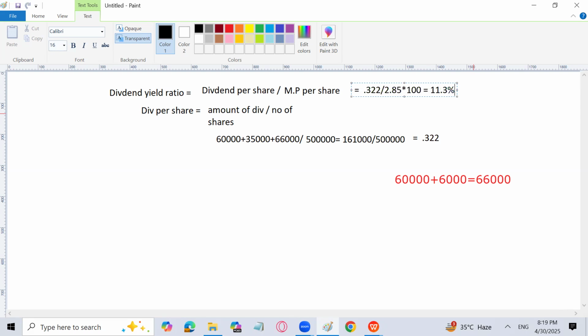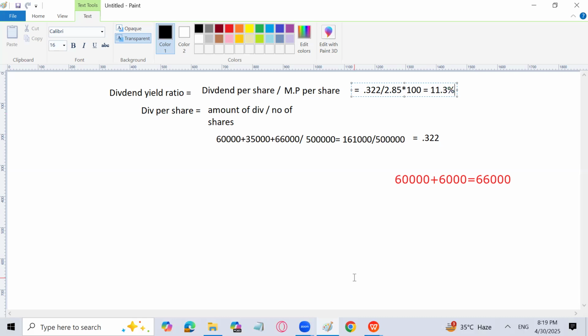Right? Dividend yield ratio basically tells you how much dividend you are getting on each dollar invested in the market. So whatever investment you have made in the shares, by purchasing the shares from the market, you are getting that much, 11.3% dividend, on each dollar invested in the shares.